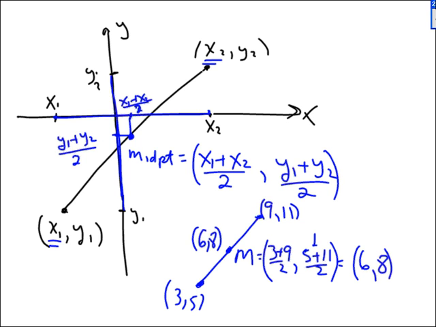You average the two x values of the endpoints. Average the two y values at the endpoints, and you have the midpoint, 6, 8. The first number, 6, is the average of the x's. The second number, 8, is the average of the y's. And that's the midpoint rule. That's how you find the midpoint given 2 points.